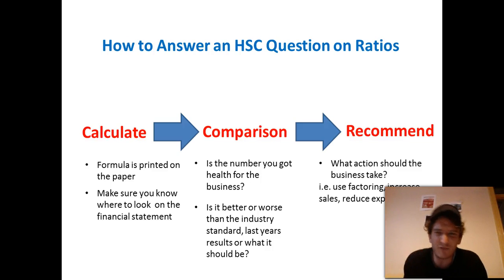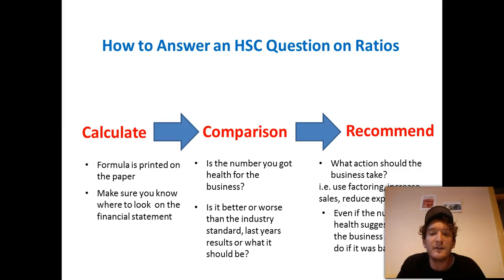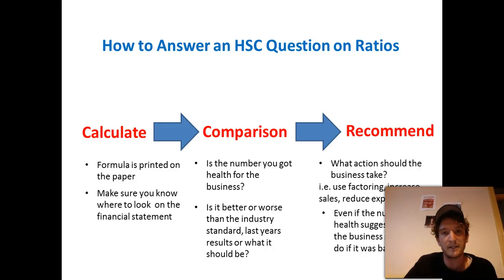Are you recommending they use a factoring strategy, increase sales, reduce expenses, contribute more of their personal cash, and so on? Even if the number is a healthy number, you can say that even though the business is doing well, if the number was sick, then they could do these things. You outline the actions they could take.